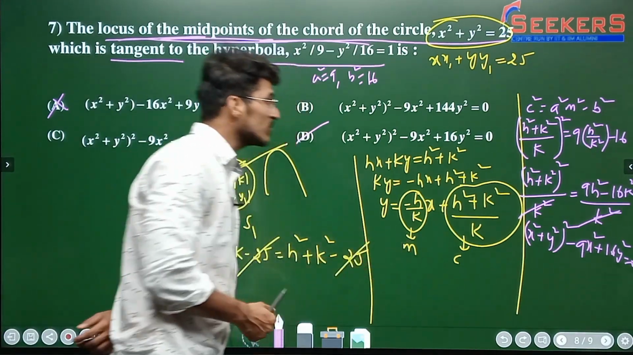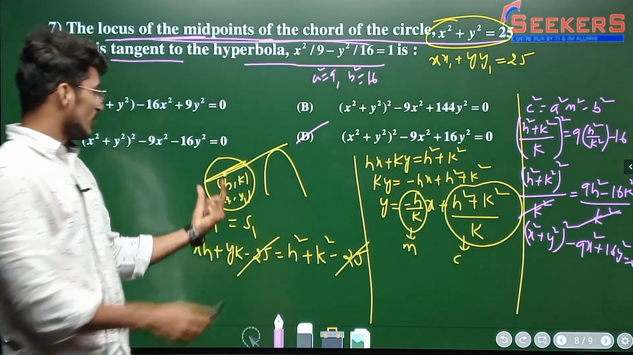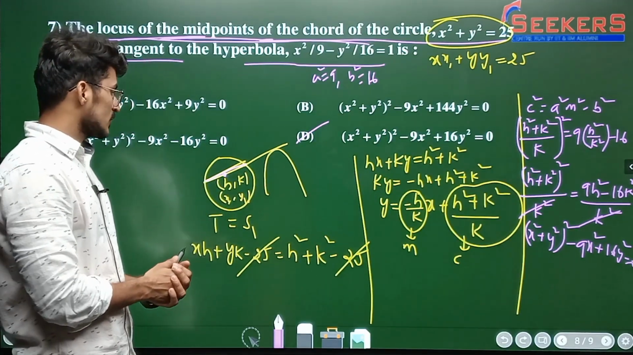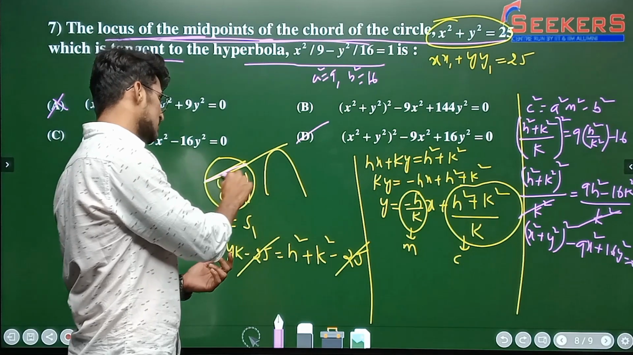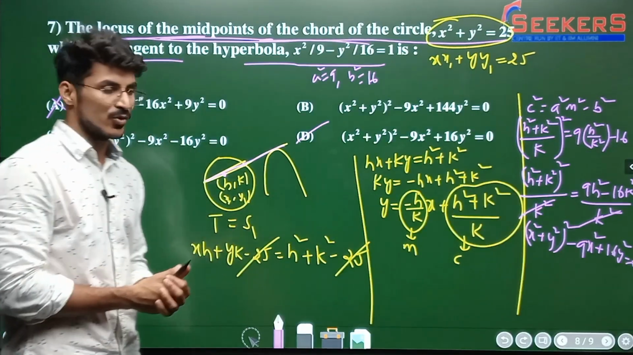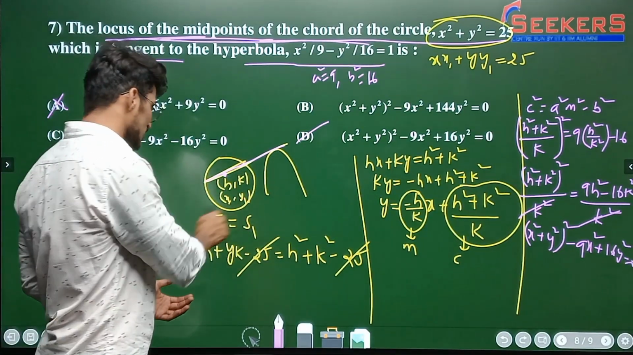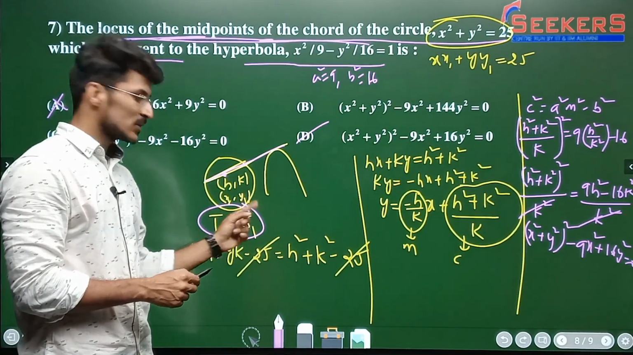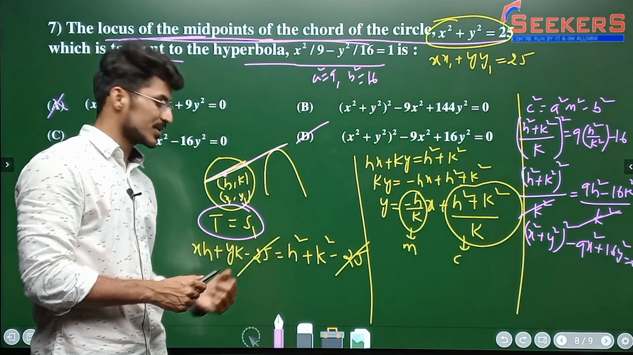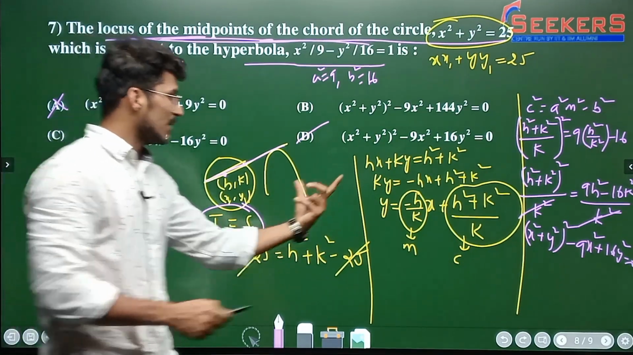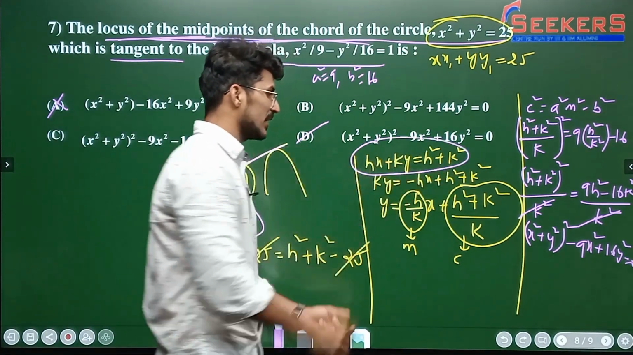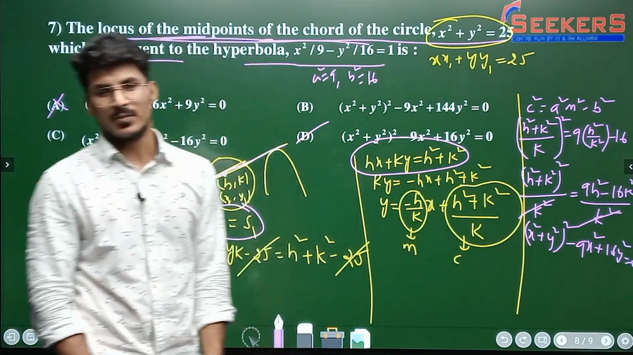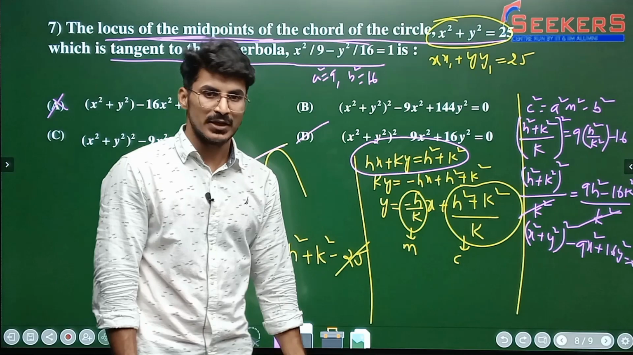Hope you got this. What I did here is, whenever the locus of the midpoint of the chord of the circle is a tangent to the hyperbola given to you, whenever the midpoint is given, we always use this formula. T is the tangent with respect to the circle, S1 is substituting h comma k in the circle equation. So I got this relation and found the tangent equation. After that, I got the m value and c value using the condition of tangency with respect to the hyperbola. Straight away you could see option D.